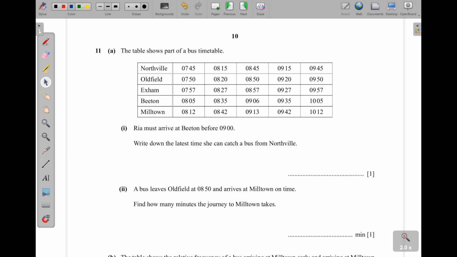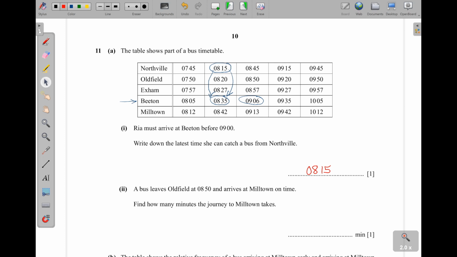On row 1, they are saying Raya must arrive at Beaton before 9 a.m. Now look at Beaton, and 9 a.m., we can see actually 9:06. So if it has to be before this, that means must reach there at 8:35. So this person then must depart from Northville at 8:15. Okay, 8:15. So we have to put here 8:15.